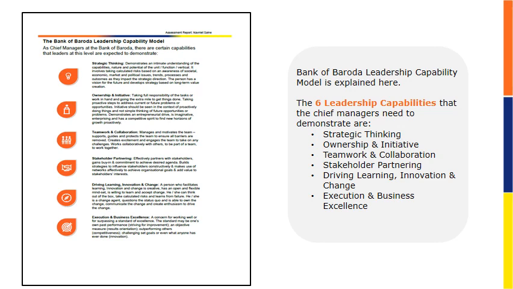Before we move on, let us have a look at the Bank of Baroda Leadership Capability Framework. The 6 capabilities that Bank of Baroda expects its chief managers to develop are strategic thinking, ownership and initiative, teamwork and collaboration, stakeholder partnering, driving learning, innovation and change, and execution and business excellence. Please read this page of your report to understand what each one means.